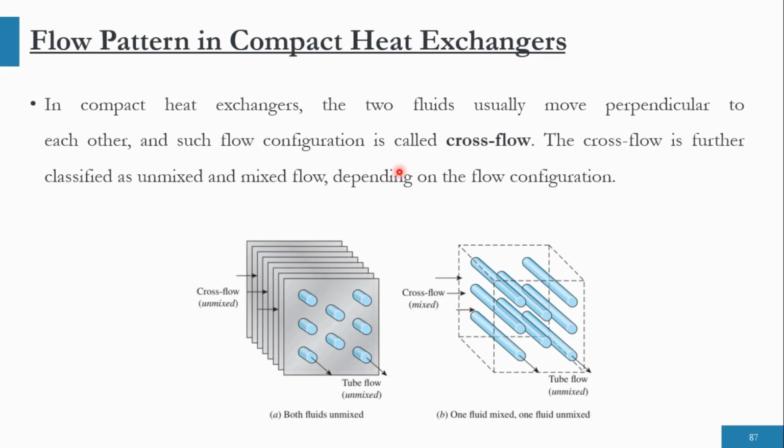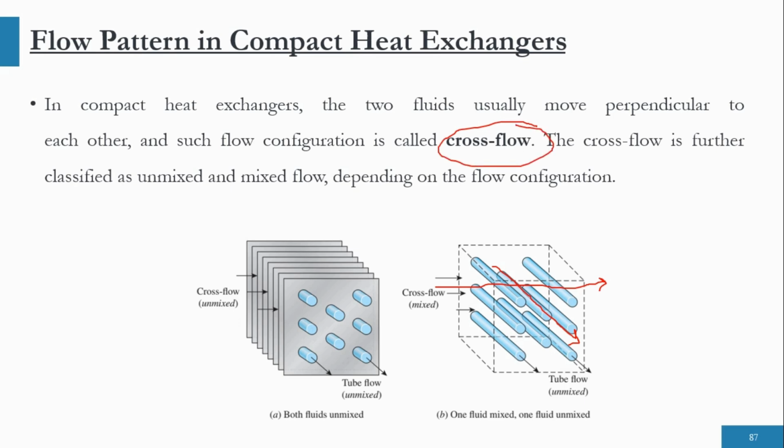Now, once we talk about the flow pattern in a compact heat exchanger, the fluids usually move perpendicular to each other. As you can see here, this is the flow of one fluid, and this is the flow of the other fluid. So these two fluids basically move in directions such that they cross each other. That's why we call this configuration cross flow.